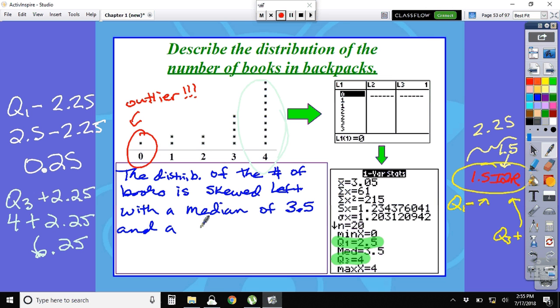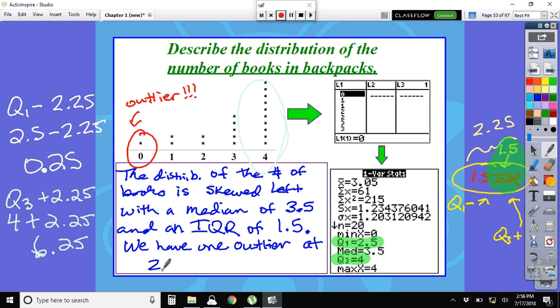So now to finish off my statement here, I've got a median of 3.5 and an IQR of not 2.25. That's how much 1.5 IQRs were worth, right? So I've got an IQR that was worth 1.5. Now I can talk about my outlier, for instance, here. So we have one outlier at 0. Now, if I had more than one outlier, then I would just name all of those particular outliers.